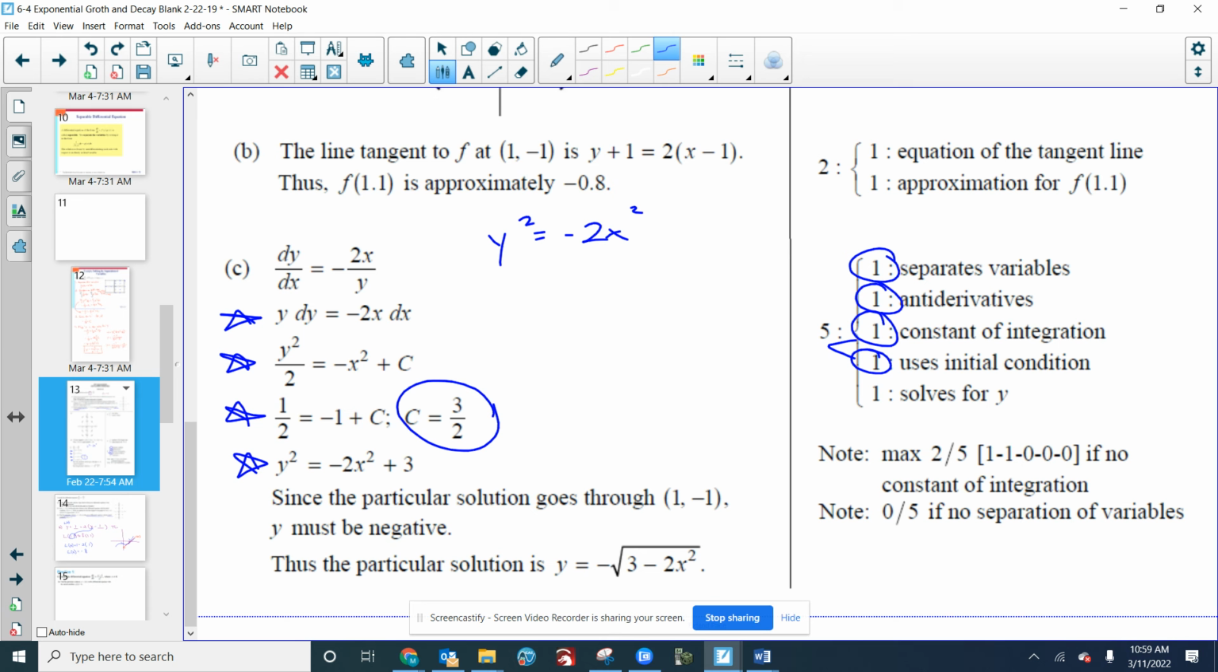Okay. So did anybody get something different than 3 halves? That's okay if you did. It depends on where you solve for c, okay? If you plug in 1, negative 1, you get 1 half, there's 1 plus c. Did you get c equals negative 1 half? Did anyone get c equals negative 1 half? Nobody? That's right, that's fine. You solve for c at a different step, okay? We'll pick up with this one on Monday.